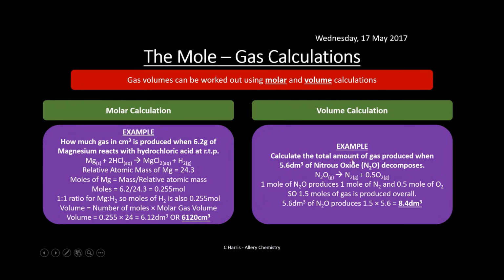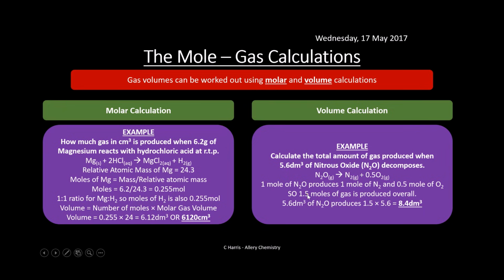So for example, calculate the total amount of gas produced when 5.6 decimeters cubed, so we've been given a volume this time, of nitrous oxide N2O decomposes. So N2O produces N2 plus half oxygen, so half O2. Okay, so 1 mole of N2O produces 1 mole of N2. You can see here it's a 1-to-1 ratio. And half a mole of oxygen, because we've got half O2.